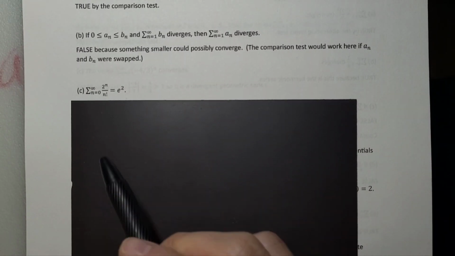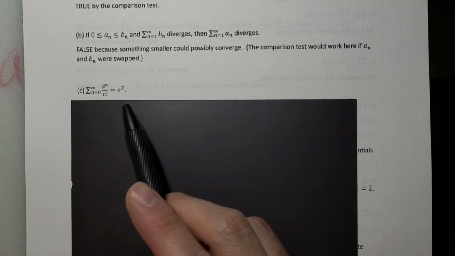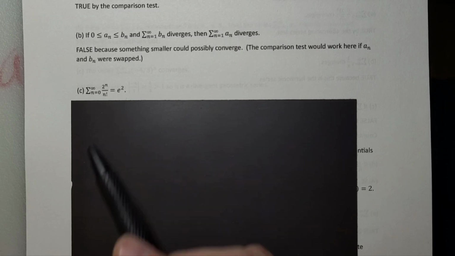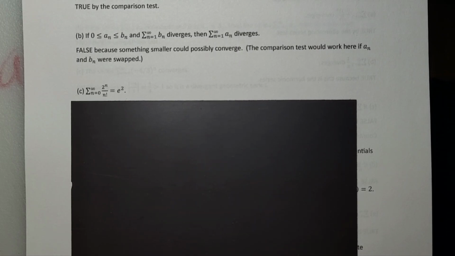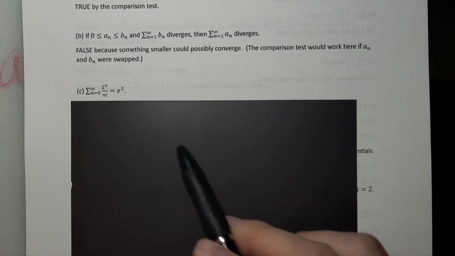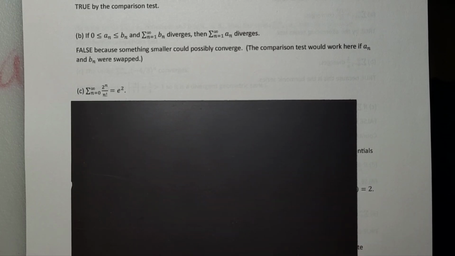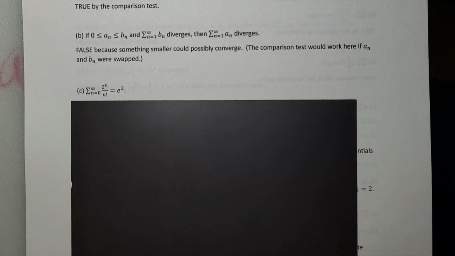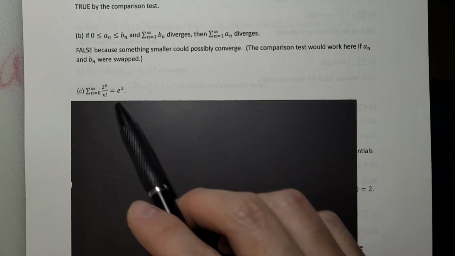Okay. Next, we have this weird summation that goes from 0 to infinity. 2 to the n over n factorial is equal to e squared. Is this true? Is this false? So at least for Math 2B, I believe that this might be, quote unquote, considered a more challenging question because they only teach the Taylor series at the very last lecture. So there's a low chance, in my opinion, that they'll ask you something like this, but it's possible because you learned the Taylor series. So it's possible that you could get this.